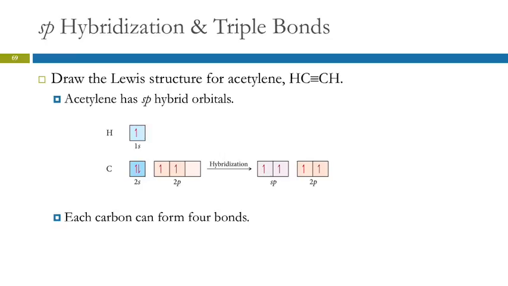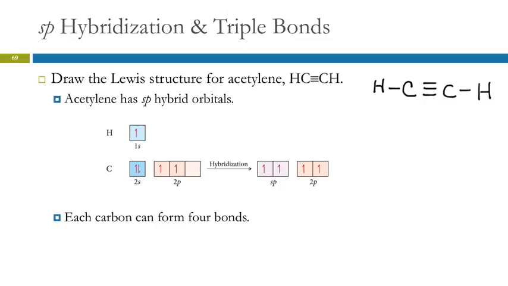Let's draw the Lewis structure for acetylene. This is really kind of silly because it's almost the same as its formula there. Right? How different is that? I just stuck a line here.